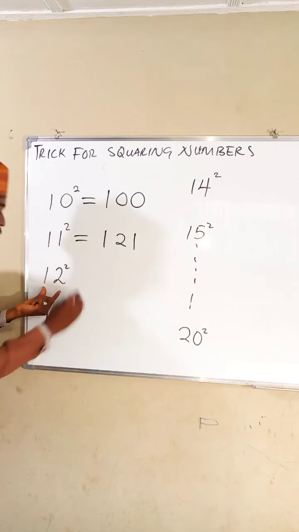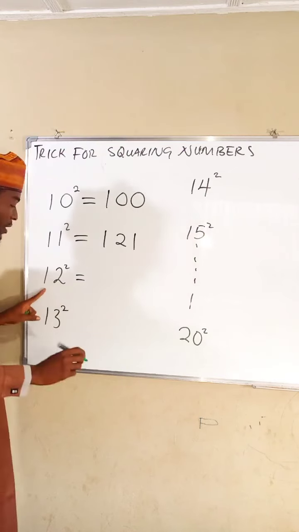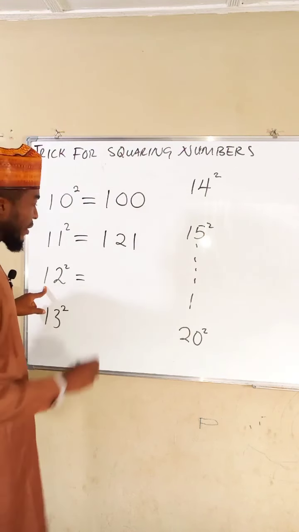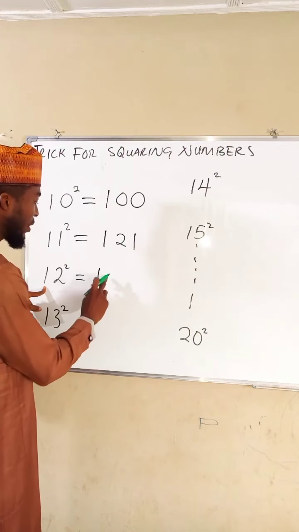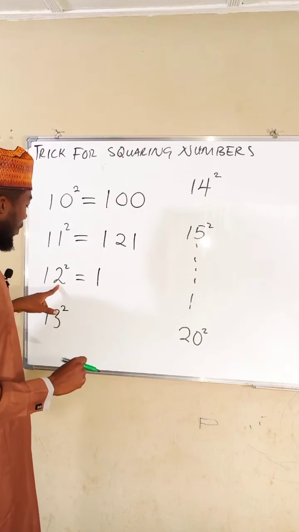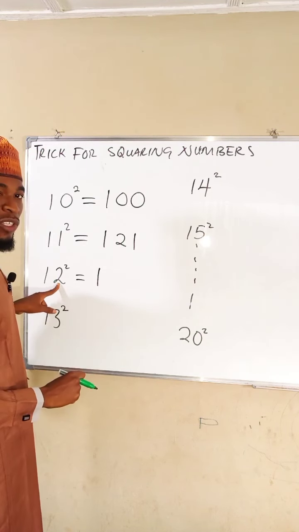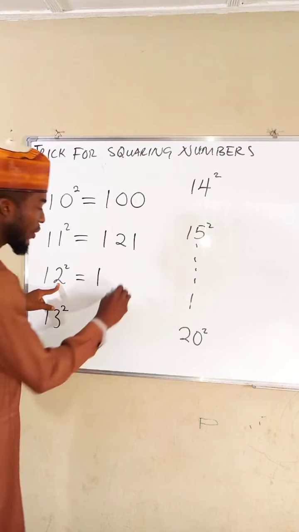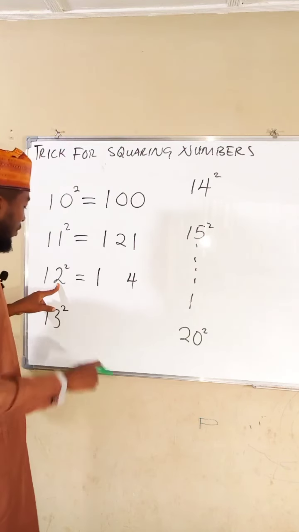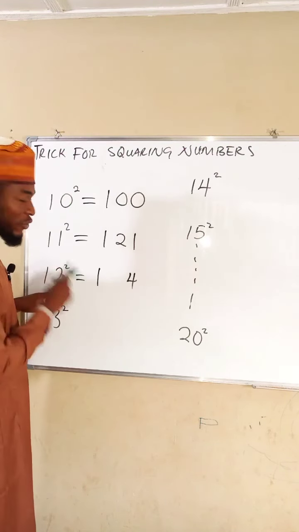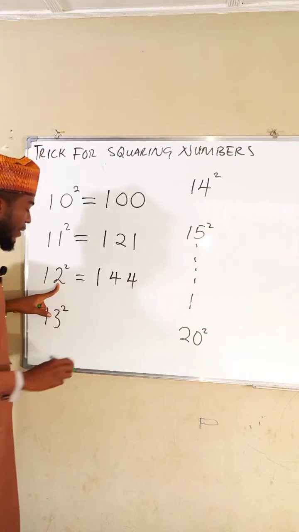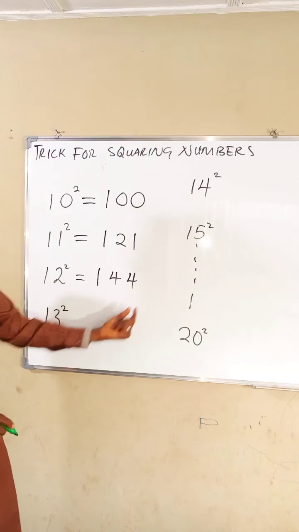Then moving to the next one, which is 12. Take the first number, multiply it by itself. You shall obtain 1. Leave a space. This number, multiply it by itself. 2 times 2 is 4. Then add it to itself. 2 plus 2 is also 4. Therefore, the square of 12 is 144.